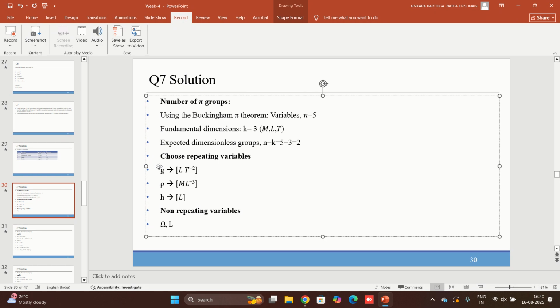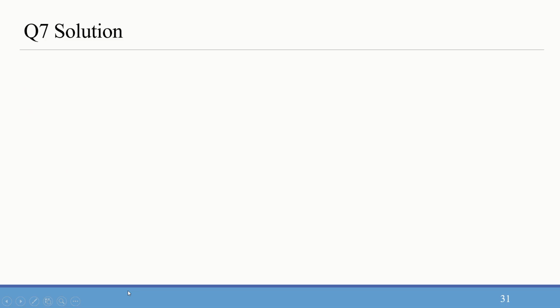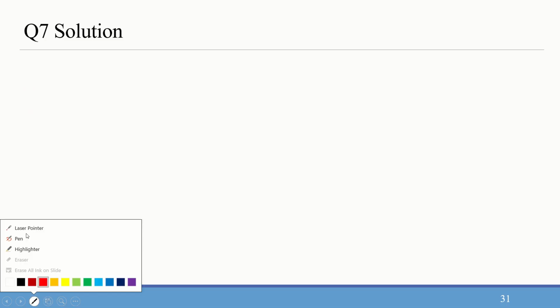When we choose the repeating variables, we need to make sure M, L and T are included. So we can take g, which is L T to the minus 2, and for M we can take density, which is M L to the minus 3, and finally we can take one characteristic length, h, which is L. The non-repeating variables are obviously sigma and the other characteristic length we have taken. So now the first dimensionless pi group is based on sigma.